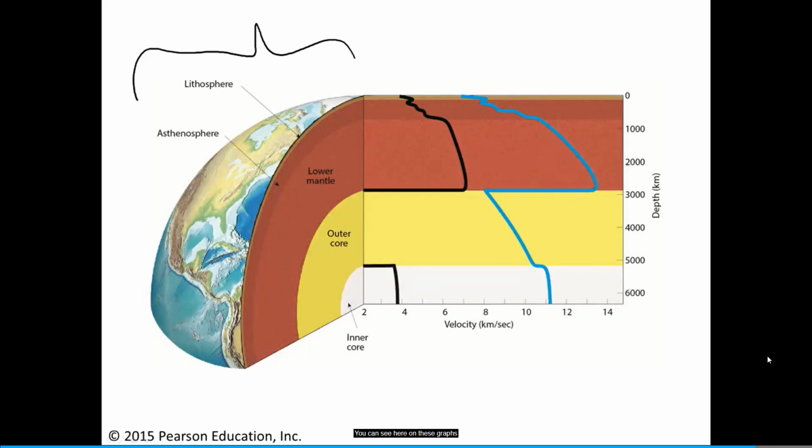You can see here on these graphs that there are several big breaks. There's a big break, for instance, at the inner core, outer core boundary, a big break at the bottom of the mantle where it meets the outer core, and then you can see some other interesting little complications higher up in the mantle. Each tell us something about the quality of the rocks that we find at that level, the conditions that they're under, and how they're responding to those conditions. So you're going to answer some interpretive questions based on those.